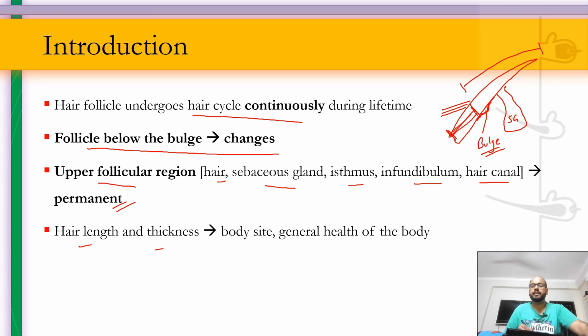The hair length and thickness depend on the body site. For example, the scalp hair grows continuously, unless you're suffering from AGA like me. But in other people who don't have any issues, the scalp hair will keep on growing throughout lifetime. While the hair on the body parts doesn't grow in length. It has a certain length, and after that it will be shed off. Okay, and it also mimics the general health of the body. We know that disorders like effluviums happen when the body has undergone a major period of stress. So the general health of the body will have an impact on hair length and thickness. Let's move forward.